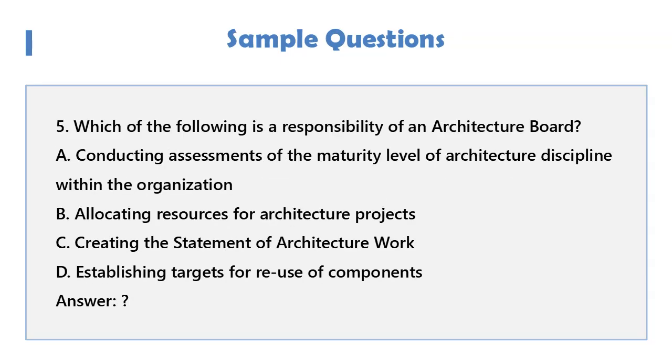5. Which of the following is a responsibility of an architecture board? A. Conducting assessments of the maturity level of architecture discipline within the organization. B. Allocating resources for architecture projects. C. Creating the statement of architecture work. D. Establishing targets for reuse of components.